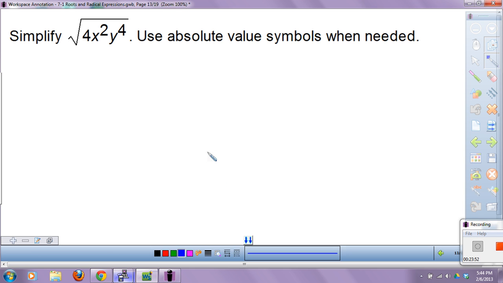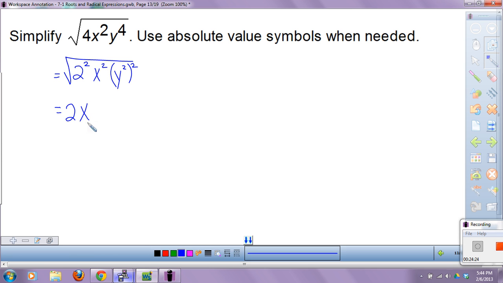Okay, so we're looking at a square root here, and I'm going to rewrite this as the square root of, this would be 2 squared, 4 is 2 squared, x squared is fine, I got those squares to cancel out, and then y to the 4th would be y squared squared. So when we take the square root of 2 squared, the square root and the squared cancel out, you get 2. 2, of course, is positive, so I don't have to worry about absolute value with that. The square root of x squared, the square root and the squared cancel, that's just x.